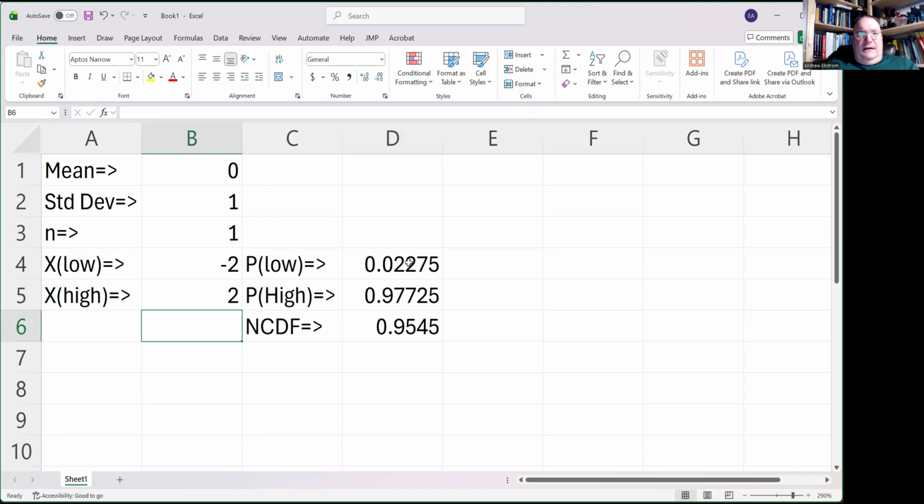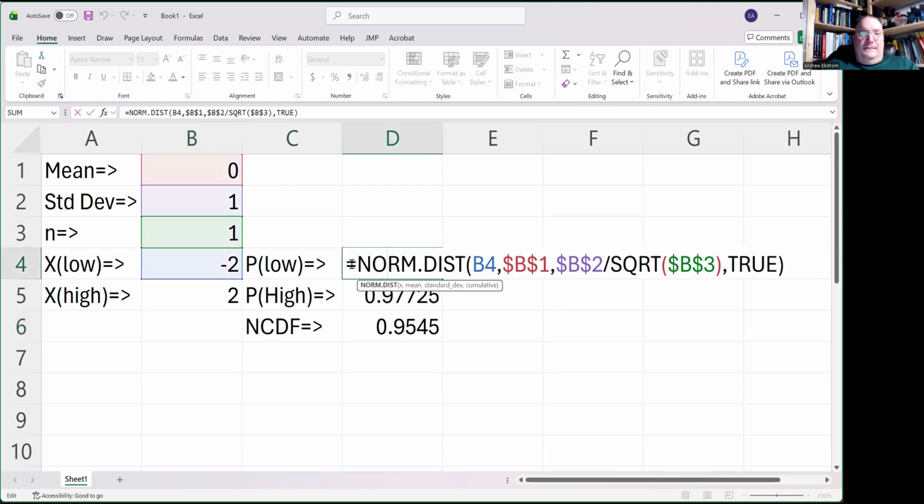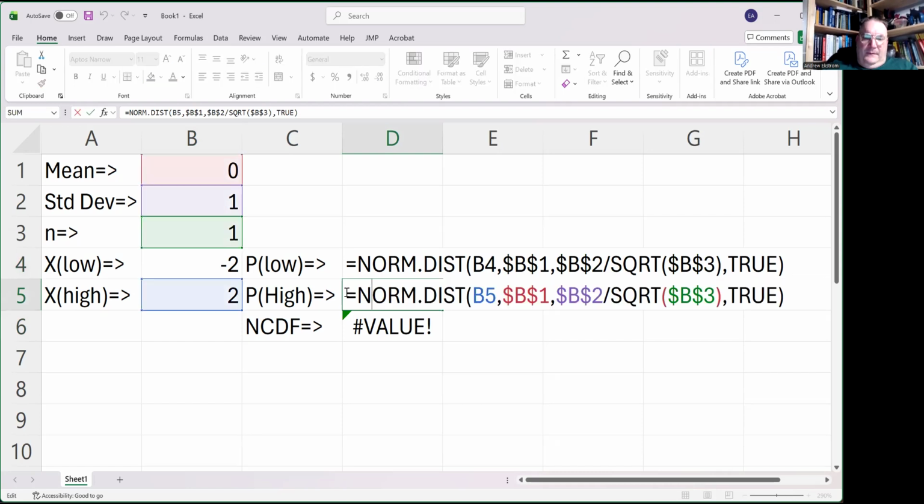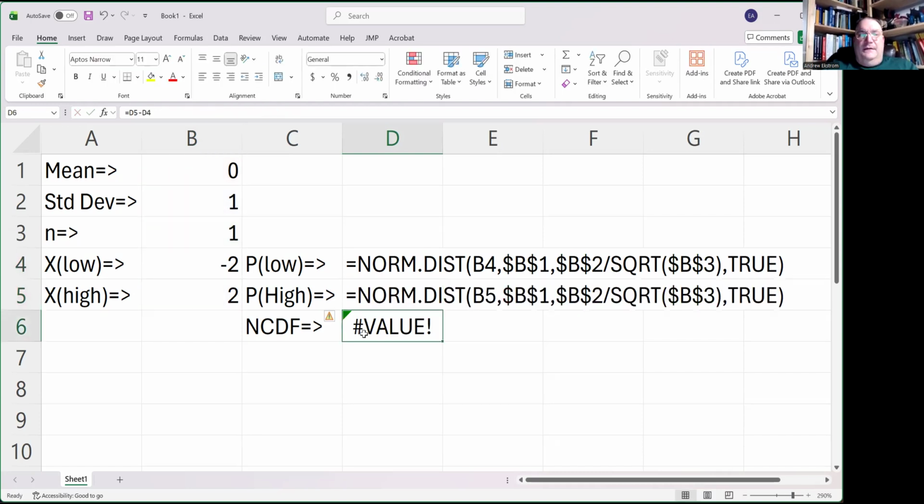So again, how did I get these actually, or get these to actually calculate? I will put the little apostrophes in front so that you can see what exactly I was typing in there. And I'll give you a moment to look at that.